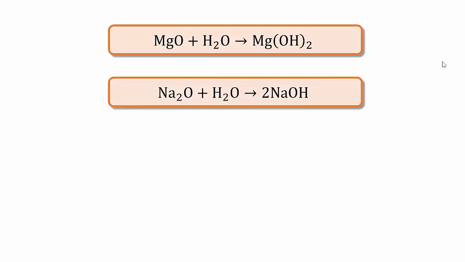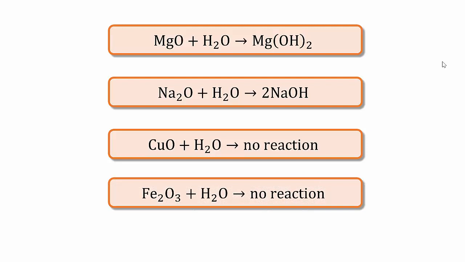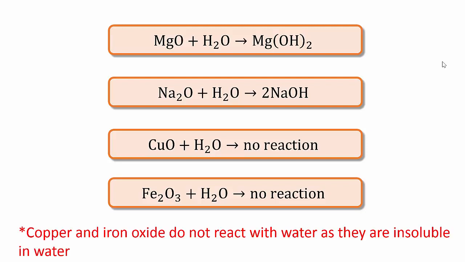Sodium oxide makes sodium hydroxide. Now, two exceptions to that, copper oxide and iron oxide, when they react with water, they have no reaction. Remember, if it's not going to react, you have to write no reaction, and that is because they are insoluble in water. So if it's insoluble in water, you cannot react with it.